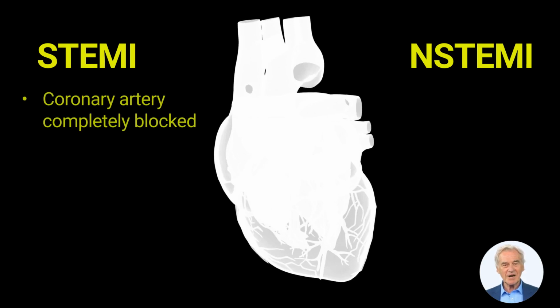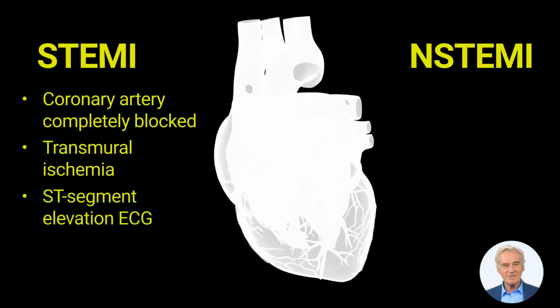In a STEMI, or ST-Elevation Myocardial Infarction, the coronary artery is typically completely blocked, leading to severe ischemia that affects the entire thickness of the heart muscle wall. This type of ischemia is called transmural ischemia. It is a more severe type of heart attack characterized by ST segment elevation on an electrocardiogram.